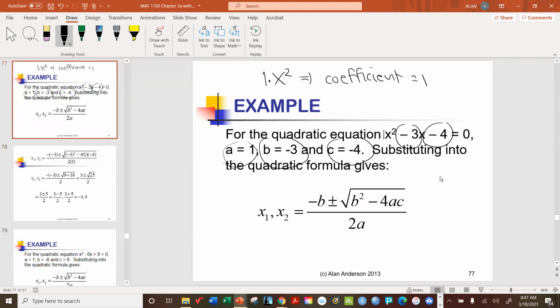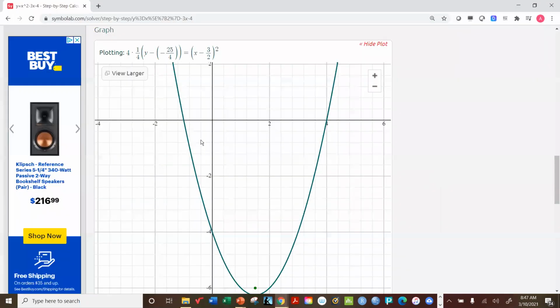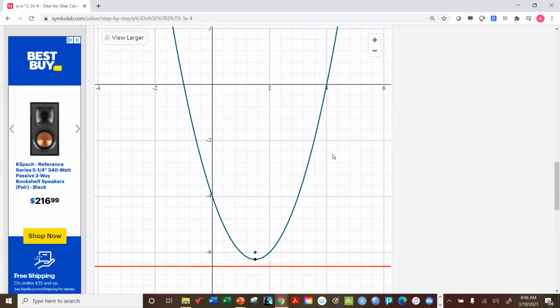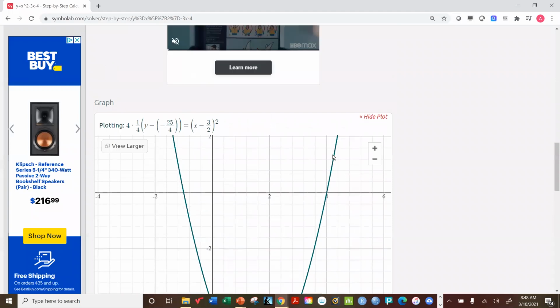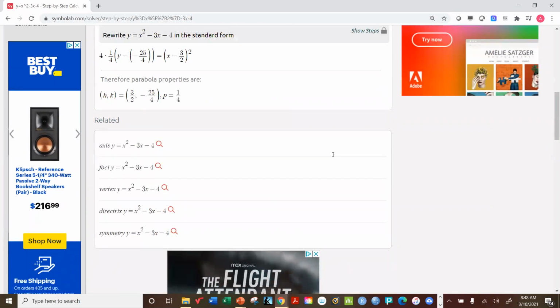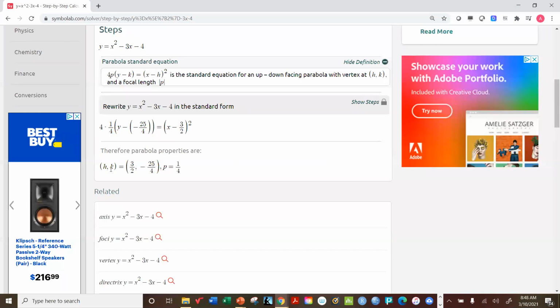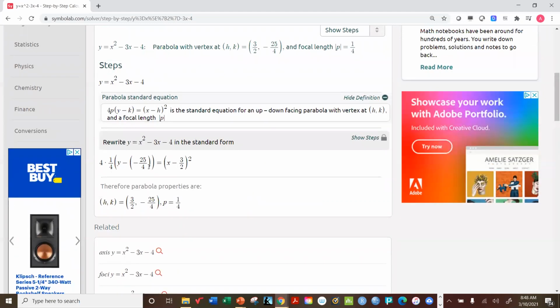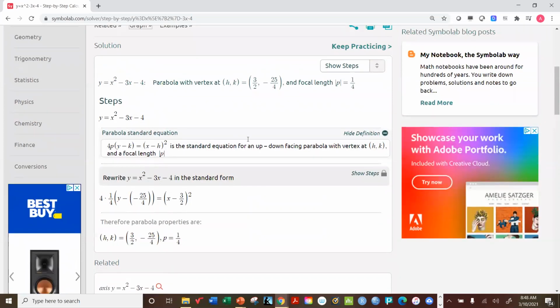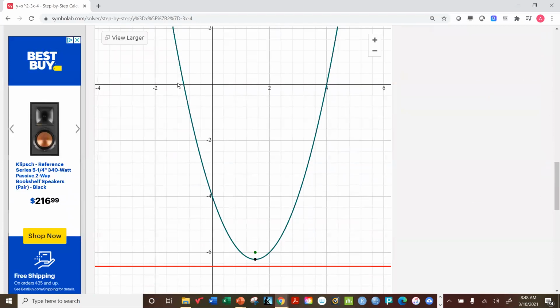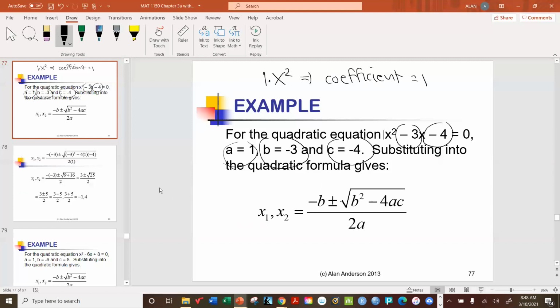Well, something strange. It usually gives us the intercepts. I don't know what's going on here. Well, you know what it is doing? It's showing us the vertex, which is okay, but wow, I was expecting it to show me the intercepts, and for some reason it's not doing that. So, all right, well, anyway, let's do this the normal way.